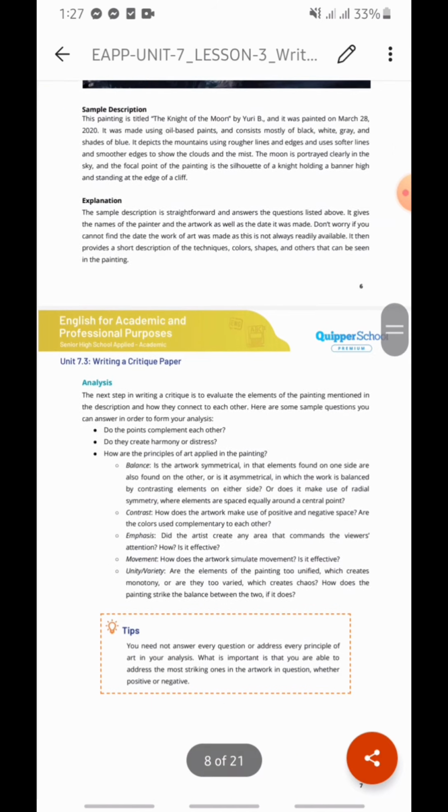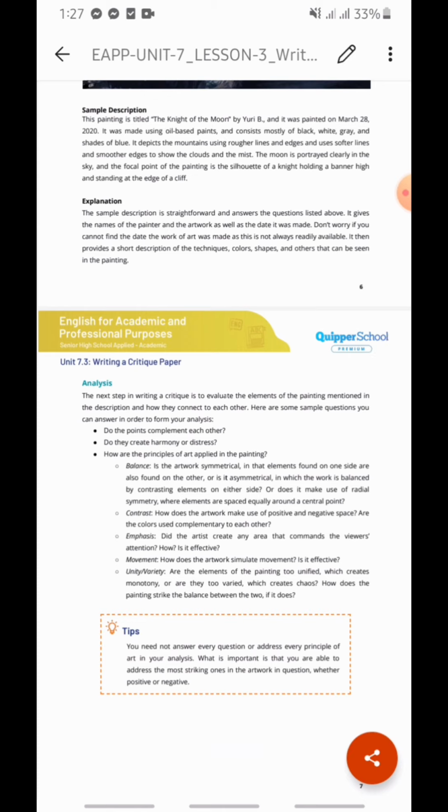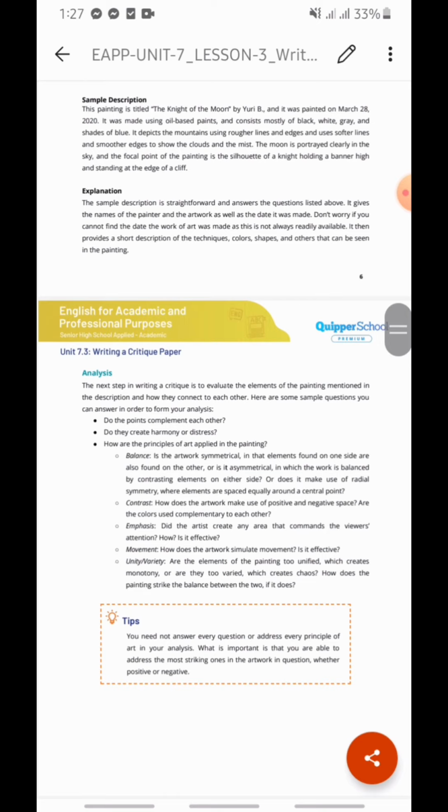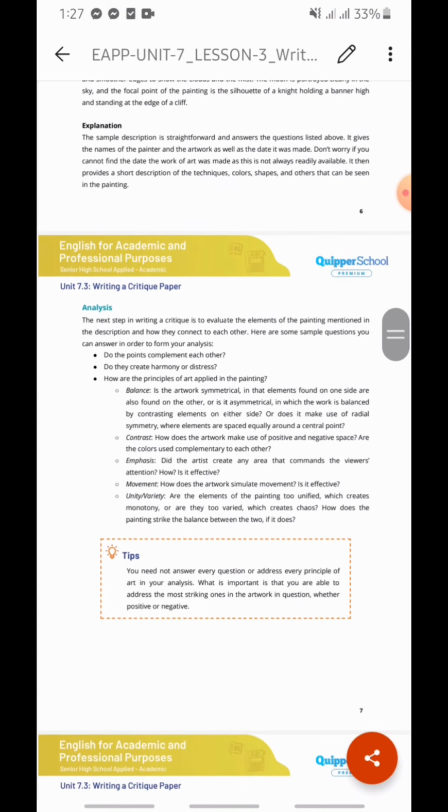So, analysis. The next step in writing the critic is to evaluate the elements of the painting mentioned in the description and how they connect to each other. Here are some sample questions you can answer in order to form your analysis. So, analyze. So, here are the questions. Do the points complement each other? Do they create harmony or distress? How are the principles of art applied in the painting?